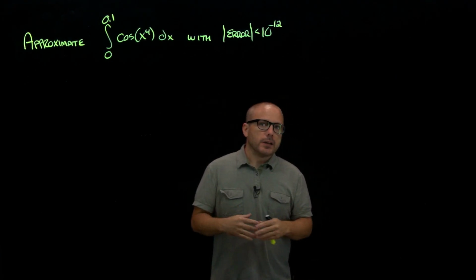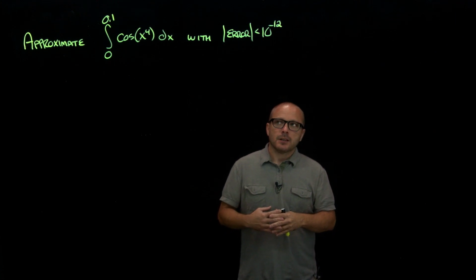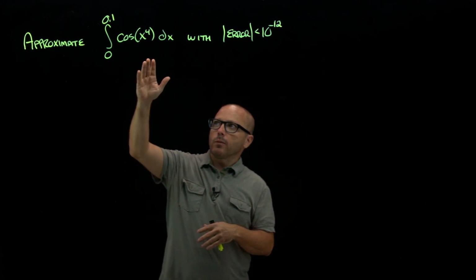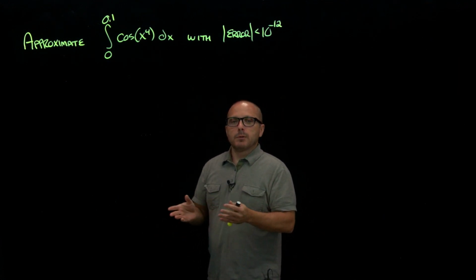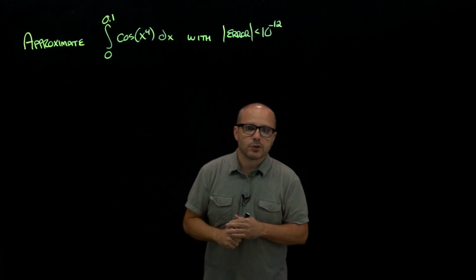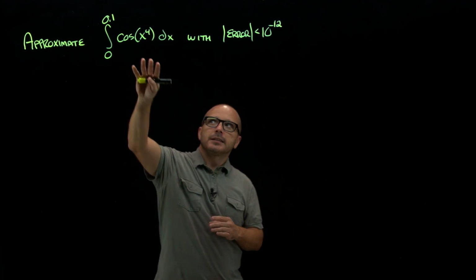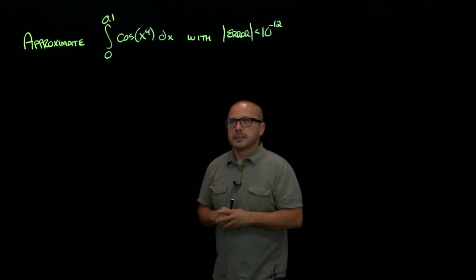So let's look at how we could use Taylor series to approximate a definite integral. Here I've got a definite integral from 0 to 0.1 of cosine of x to the fourth. The problem being this function has no antiderivative, so I can't use the fundamental theorem of calculus. I can't just take the antiderivative, plug in 0.1, plug in 0, and subtract.